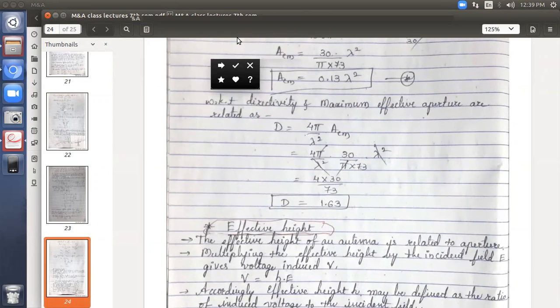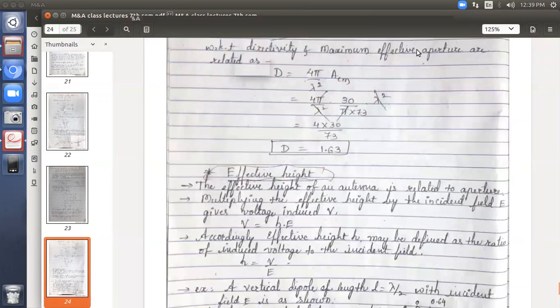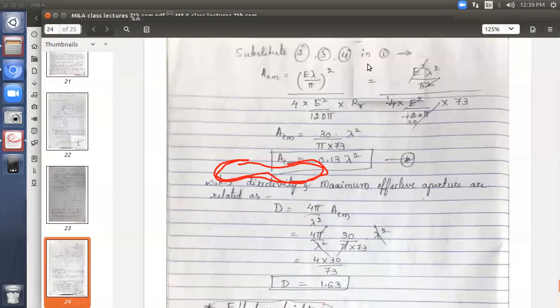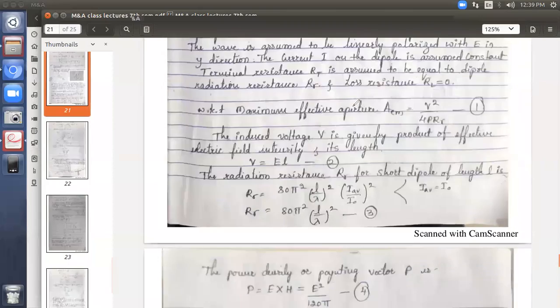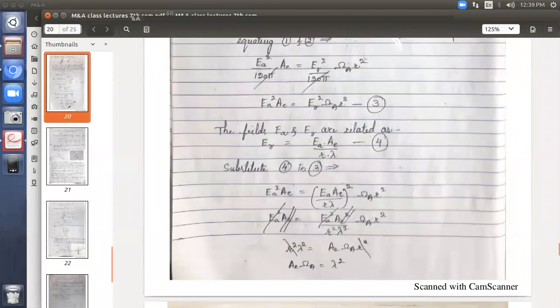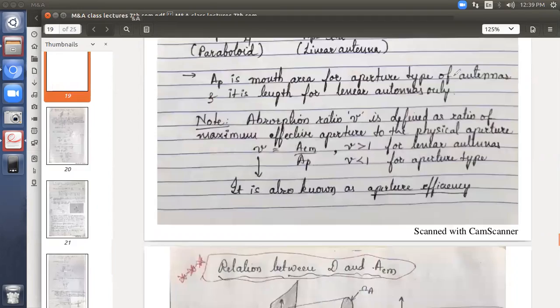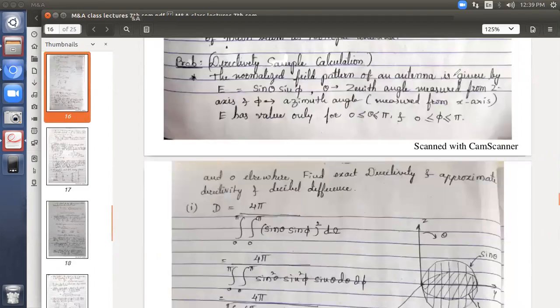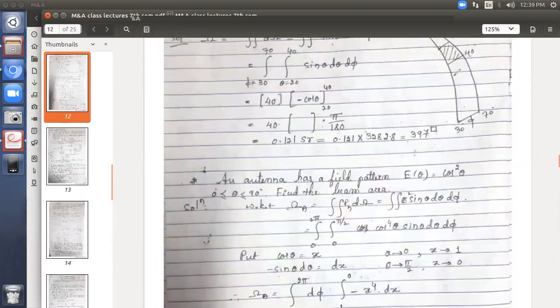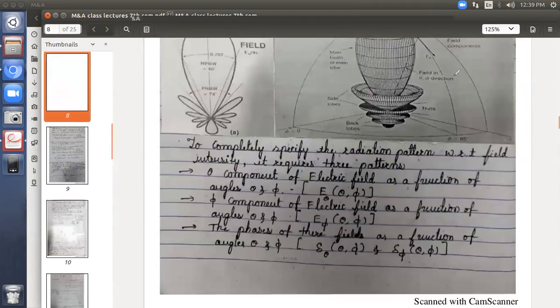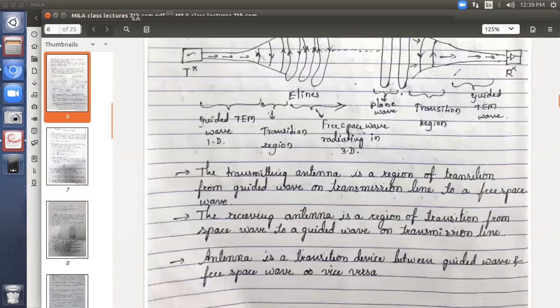No, ma'am. Okay. The next parameter is effective height. Can we just have a listing of how many parameters we covered till now? This is one of the parameters. I'll just show you the screen, it is easy for you. How many parameters we studied?